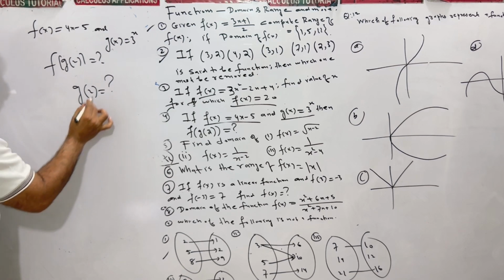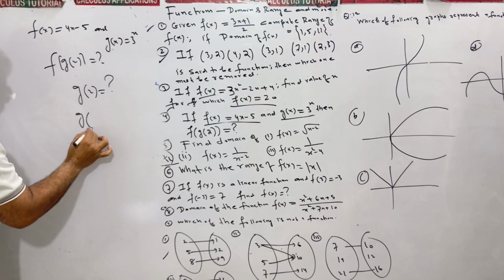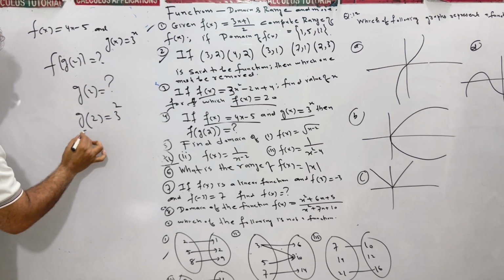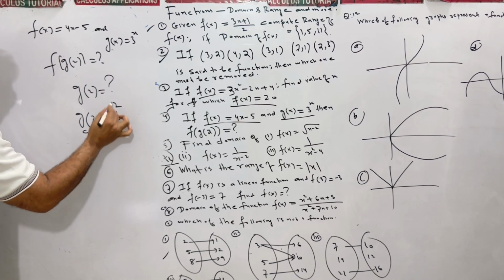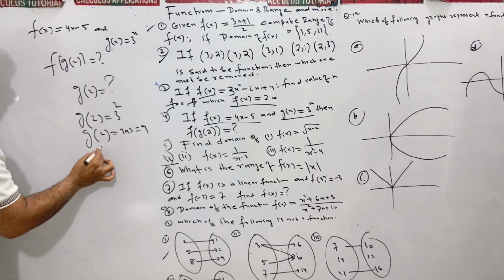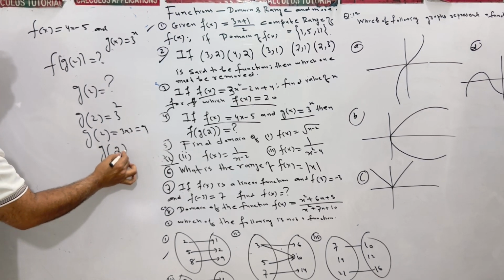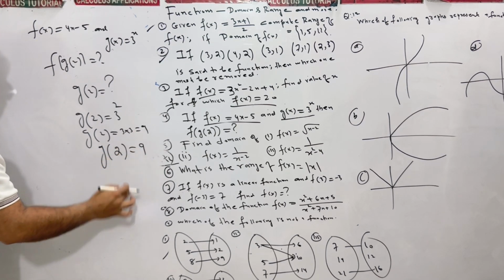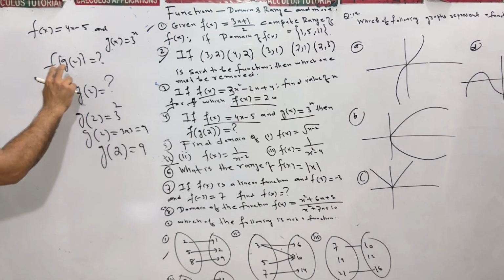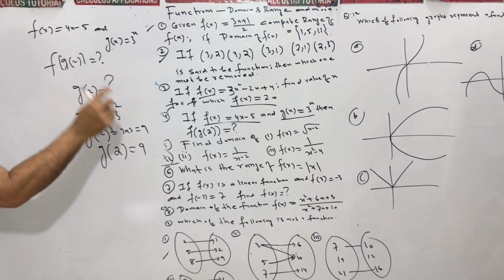g of 2: instead of x, put 2. g of x is 3 raised to x, x means 2. So g of 2 is 3 squared, which means 3 times 3. It results in 9. So the value of g of 2 is 9. So instead of g of 2, now write 9.